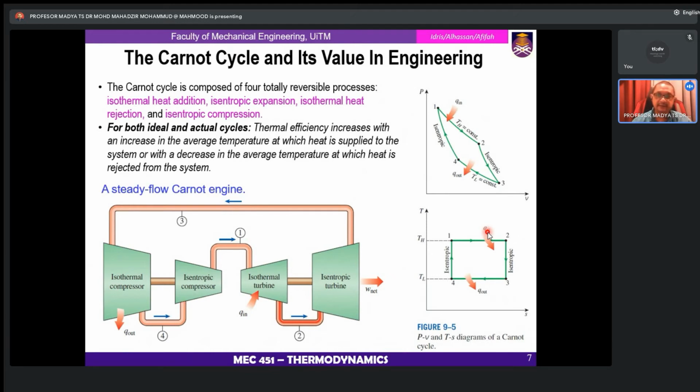As you see here in the T-s diagram, this is the rough picture of the Carnot cycle. I have two isentropic processes and two isothermal processes.